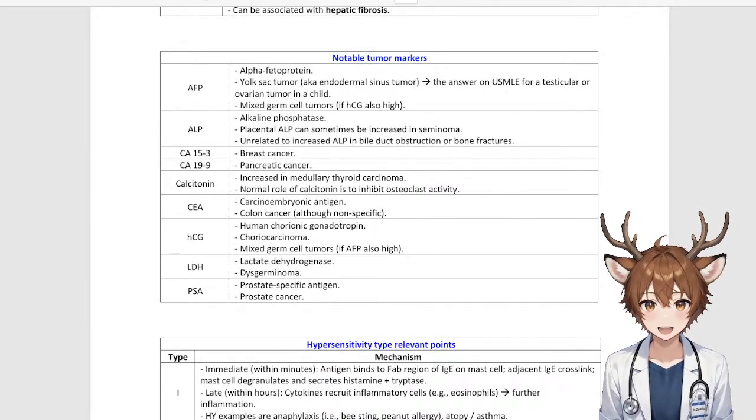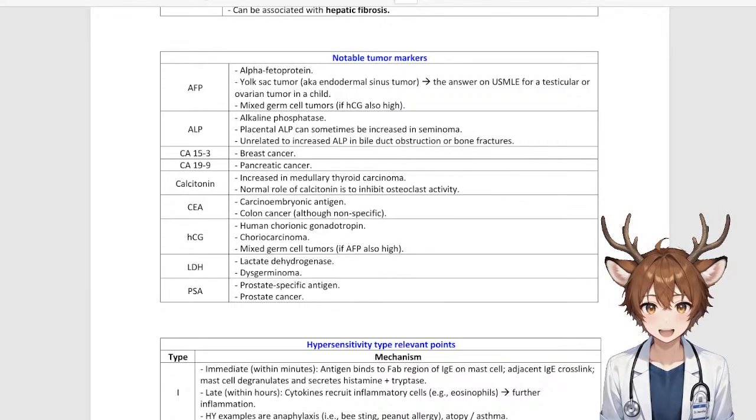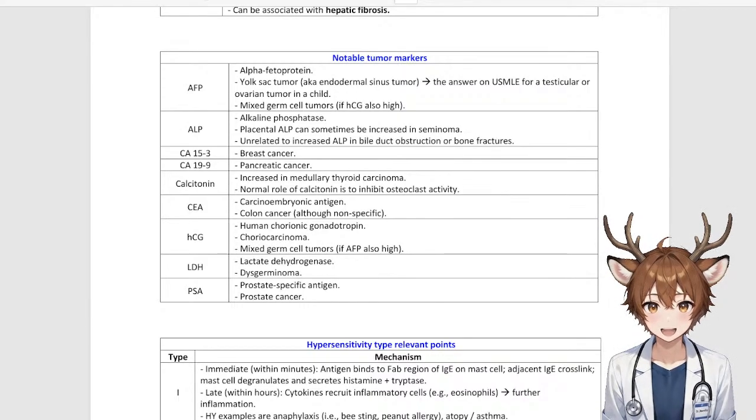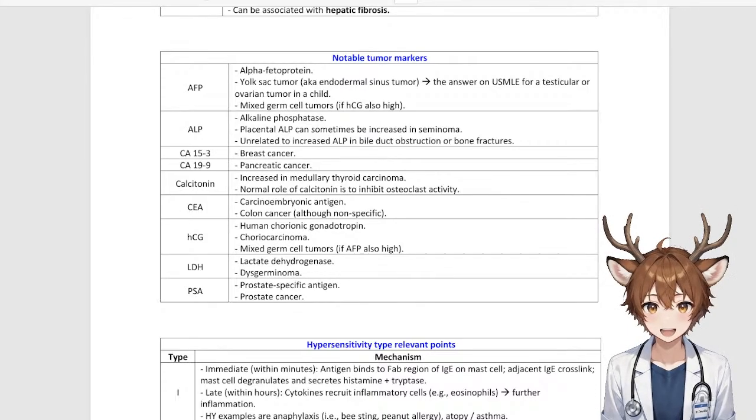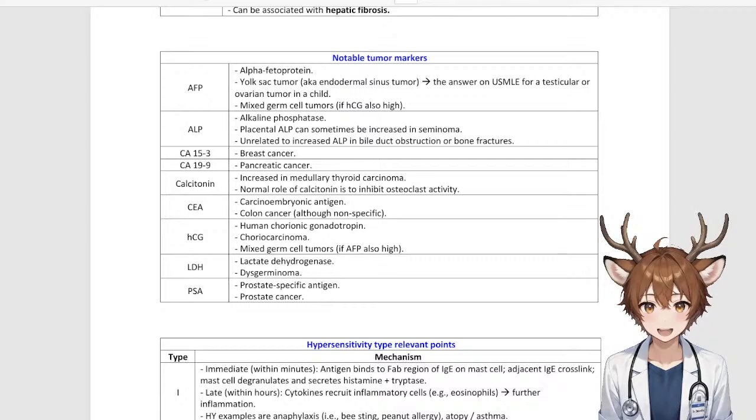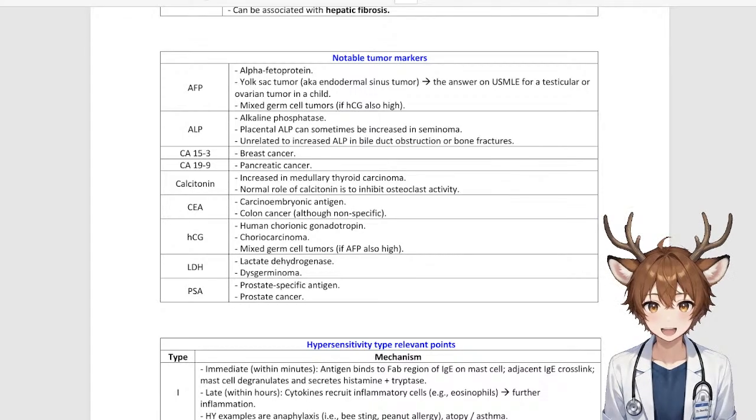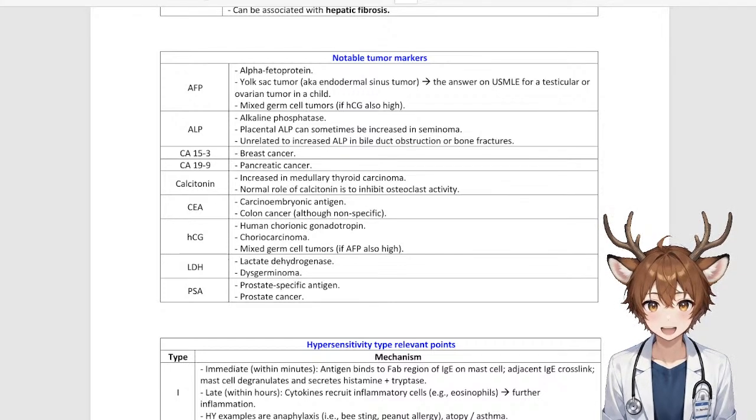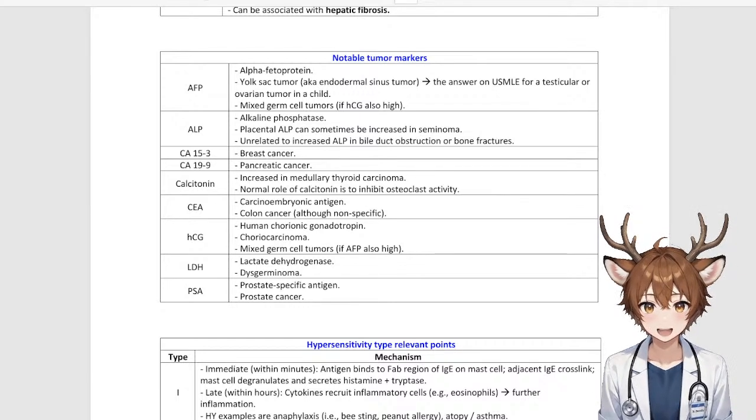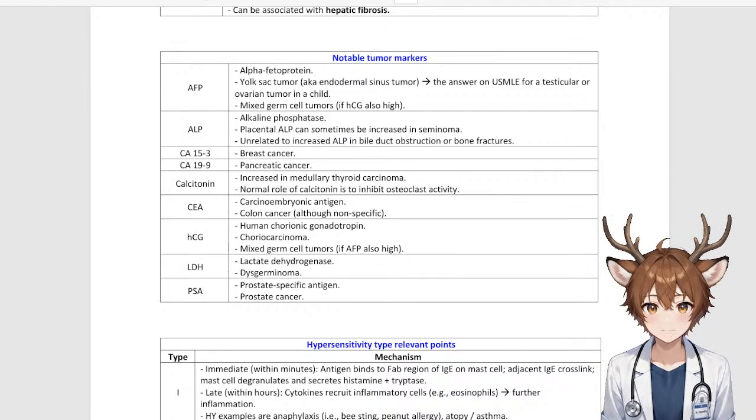Notable tumor markers: AFP, alpha-fetoprotein, yolk sac tumor, aka endodermal sinus tumor. The answer in USMLE for a testicular or ovarian tumor in a child. Mixed germ cell tumors if human chorionic gonadotropin is also high. ALP, alkaline phosphatase. Placental ALP can sometimes be increased in seminoma, unrelated to increased ALP in bile duct obstruction or bone fractures.